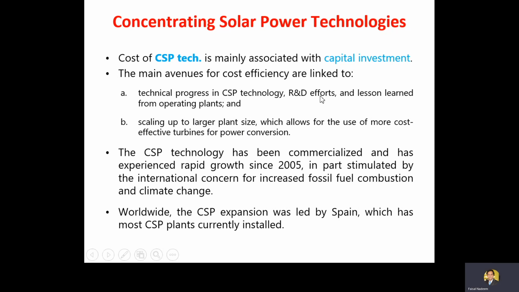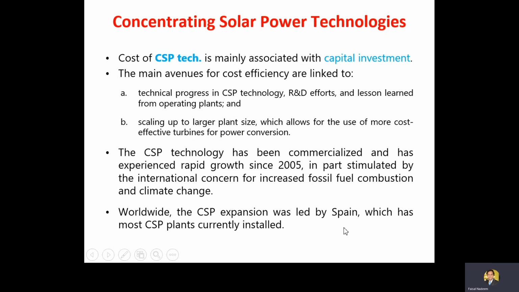Secondly, technical progress in CSP, concentrated solar power technology, R&D efforts, and lessons learned from the operating plants are also among the few avenues we can work on for improving the efficiency as well as the cost effectiveness of these power plants. CSP technology has been commercialized and has experienced rapid growth since 2005, in part stimulated by the international concern for increased fossil fuel combustion and climate change.